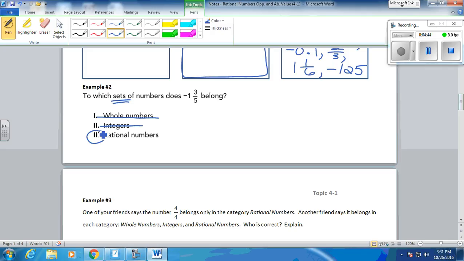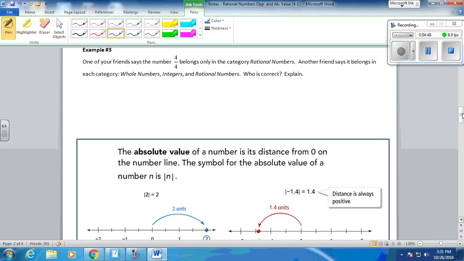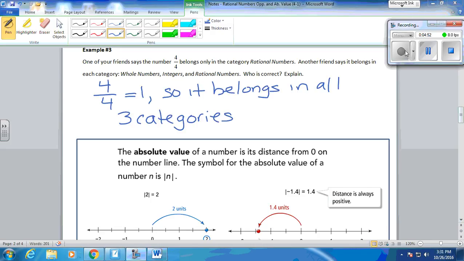Question number 3. Go ahead and read that question. Put down your answer. So 4 divided by 4 is a fraction, but when you simplify this fraction, 4 divided by 4 will give you 1, so it does actually belong in all 3 categories. So the other friend, and they didn't do a really good job of classifying them, the other friend is correct, that it does belong in all 3.